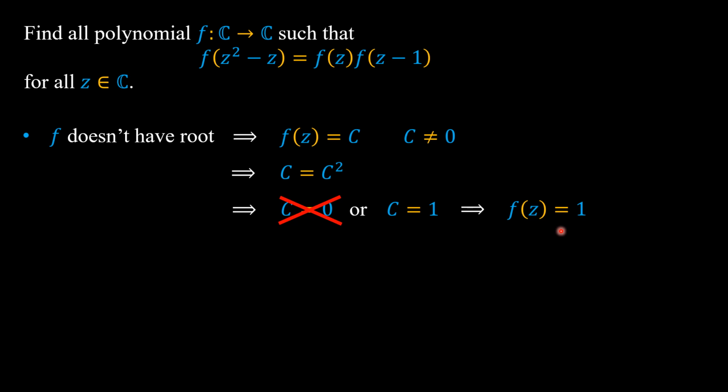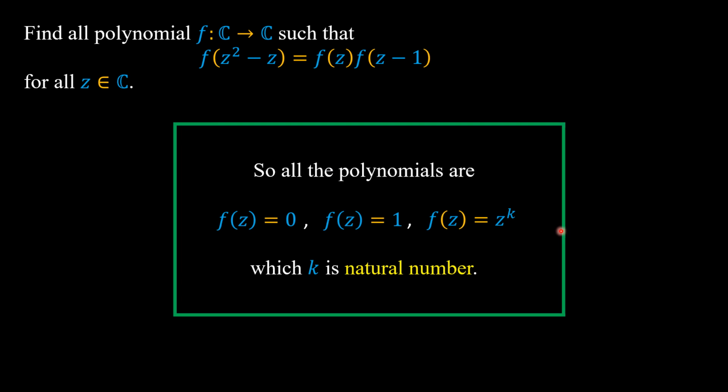So from all of these three cases, we can conclude that all the solutions are f(z) equal to 0, f(z) equal to 1, and f(z) equal to z to the power of k, where k is a natural number. And there we are done.